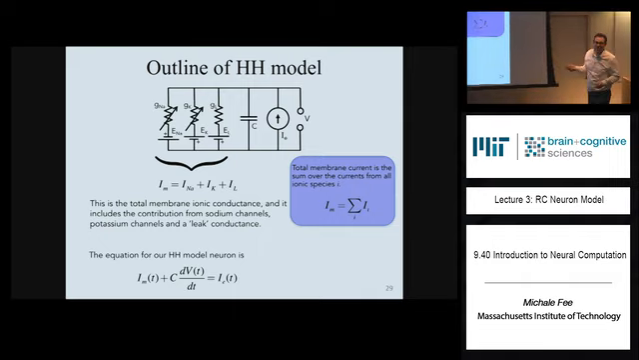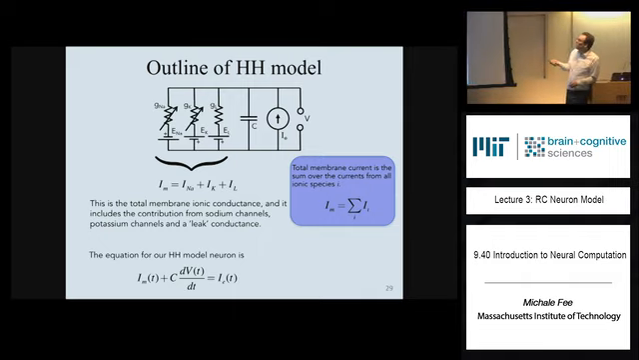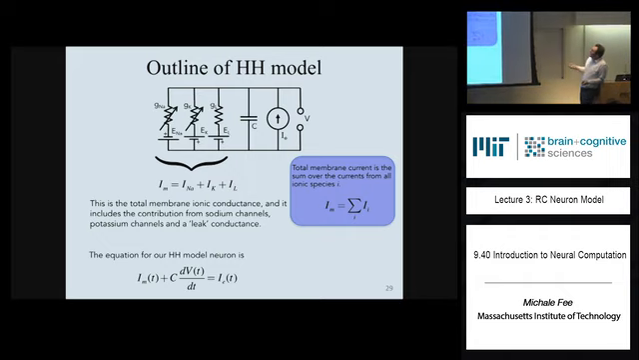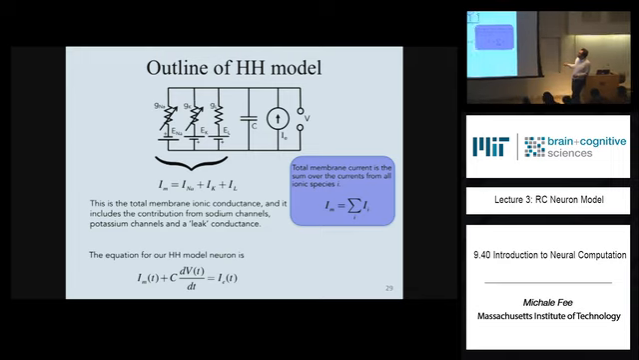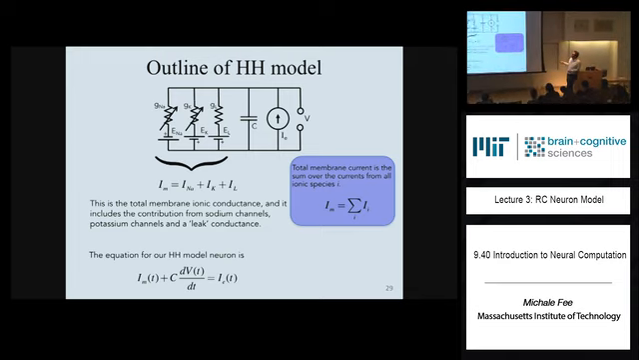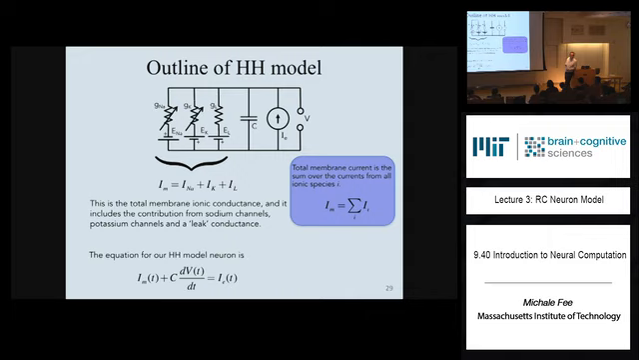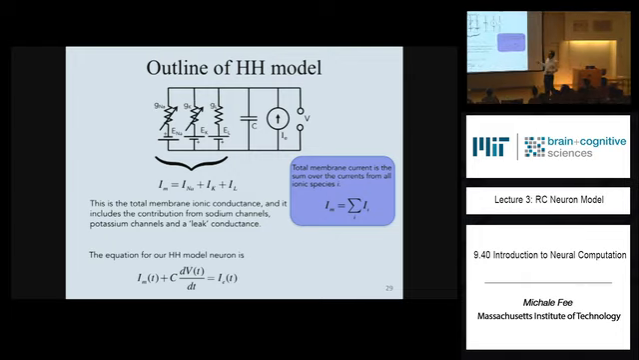Each one of those conductances has a current associated with it, currents flowing through ion channels. The total membrane current is just the sum of all of those currents. That's just definition. Total ionic membrane current is just the sum of contributions from sodium channels, potassium channels, and a leak.